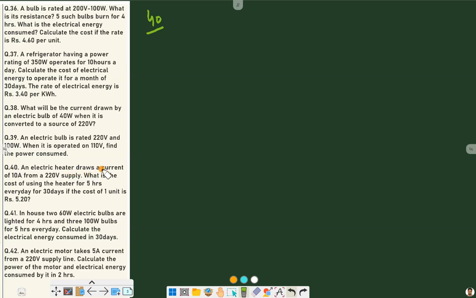An electric heater draws a current of 10 ampere from a 220 volt supply. So current is 10 ampere, potential is 220 volt. We have to find out the cost for running it every day for 5 hours.